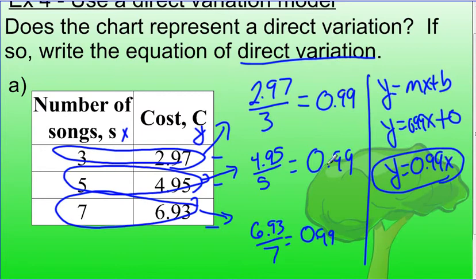We found the slope by putting the y value over the x value. We checked all 3 of them to see if it was the same. If, for example, we would have got this one to be 0.89, then this would not be direct variation because then our points would not all be the same. We might have points like this where it does not make a straight line. There's one point that's off.